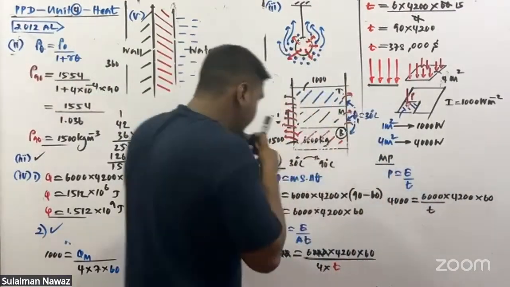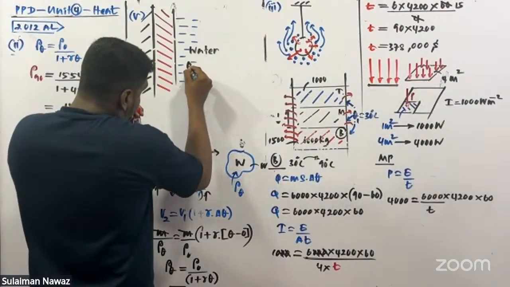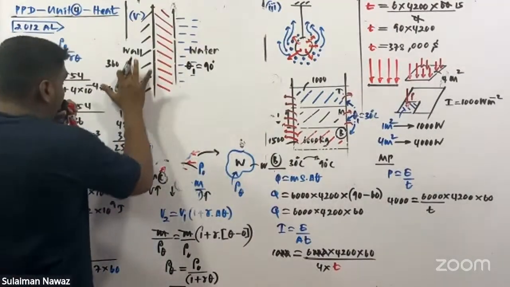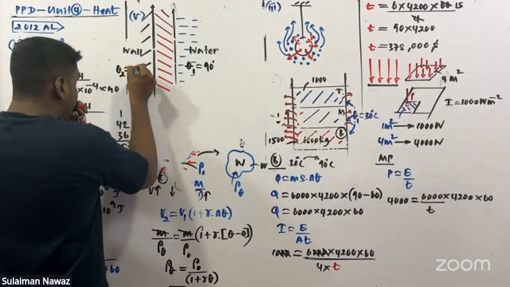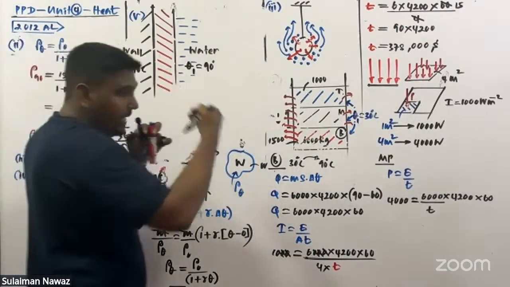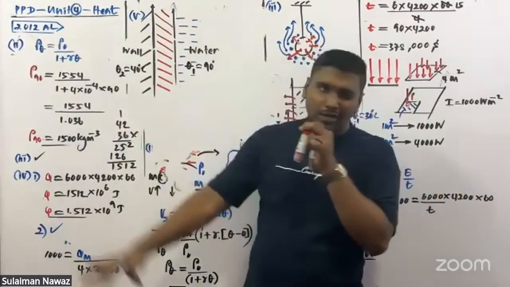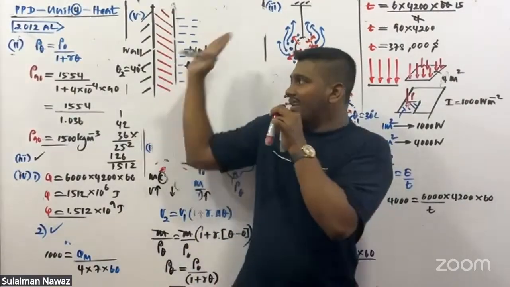Why? Temperature of the water is 90 degrees Celsius, it's theta 1. Temperature of the wall is 40 degrees Celsius. Whenever there is a temperature difference, definitely heat passes from high temperature to low temperature. Definitely there will be heat loss. No matter how many insulation layers you put, there is obviously a heat dissipation.